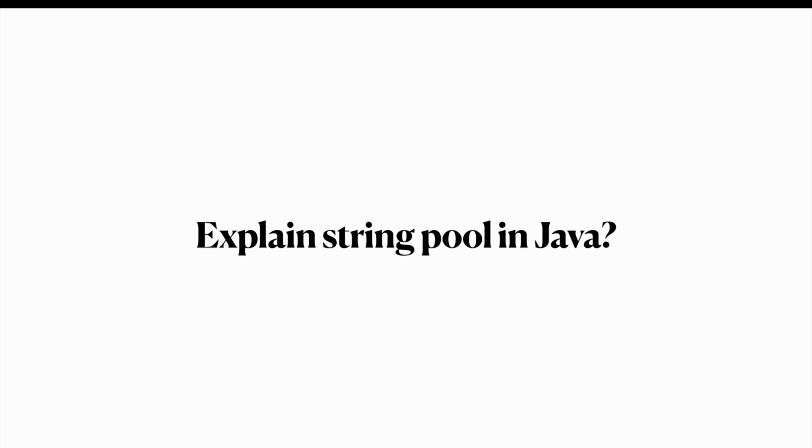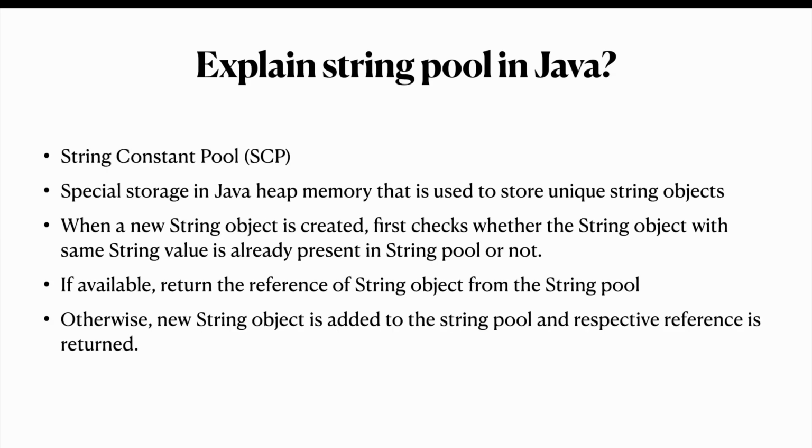Second question: explain the string pool in Java. This is one of the most frequently asked and important questions. Basically, the string pool, also known as the string constant pool, is a special storage in Java heap memory that is used to store unique string objects. Whenever a new string object is created, it first checks whether a string object with the same value is already present in the pool or not.